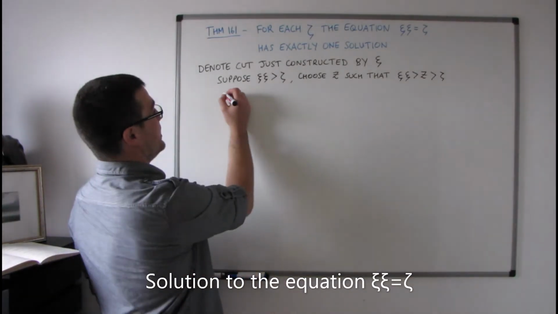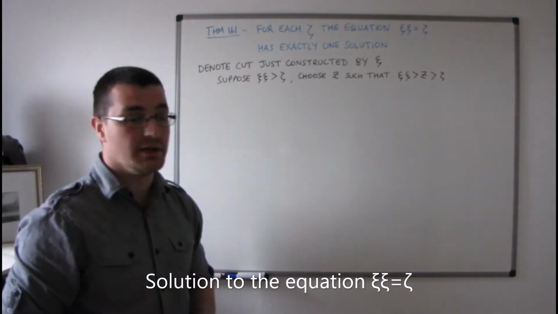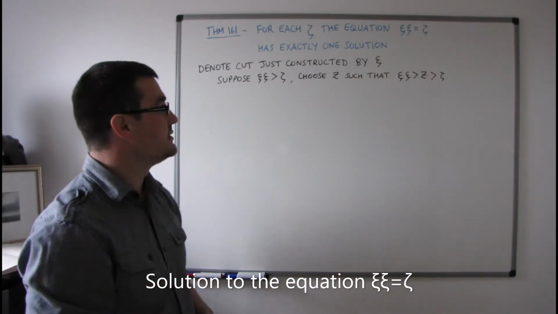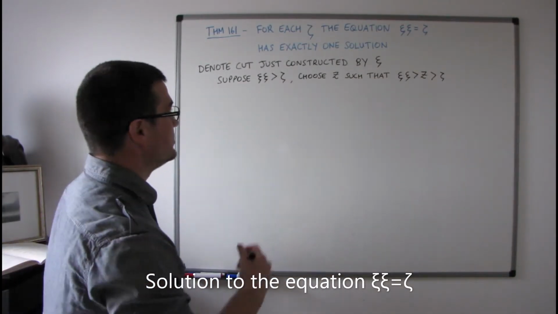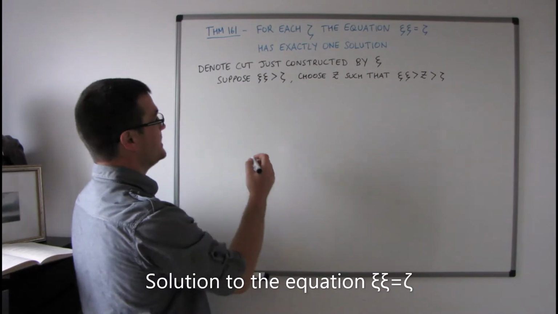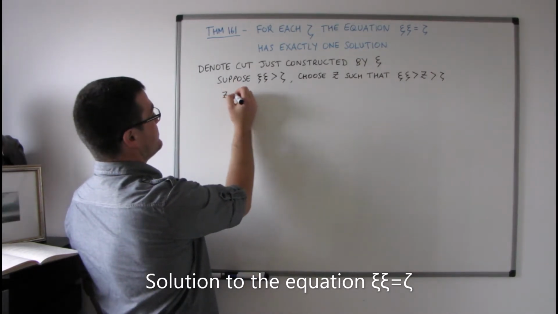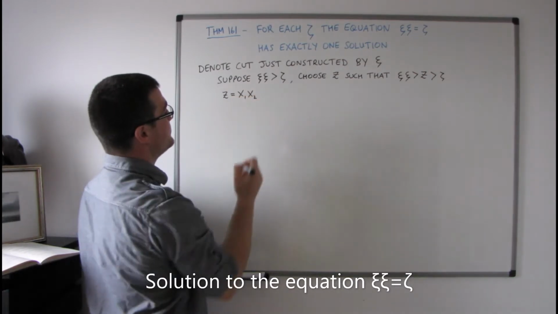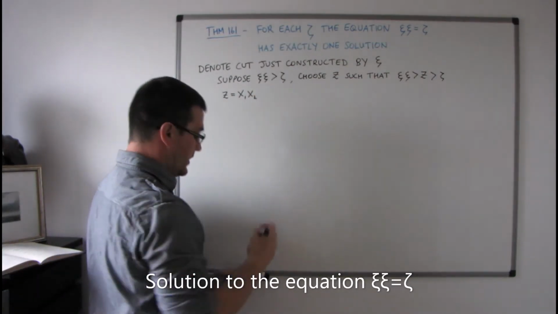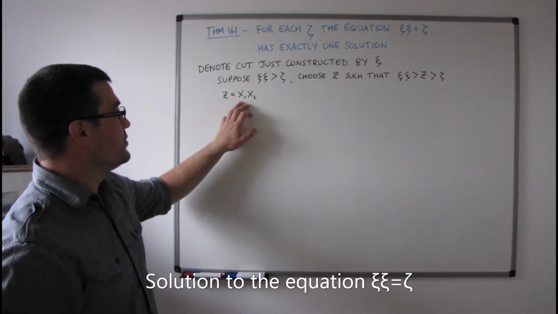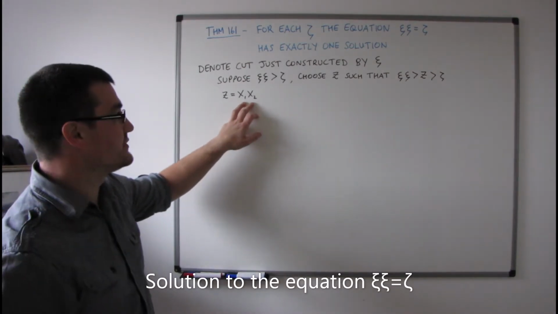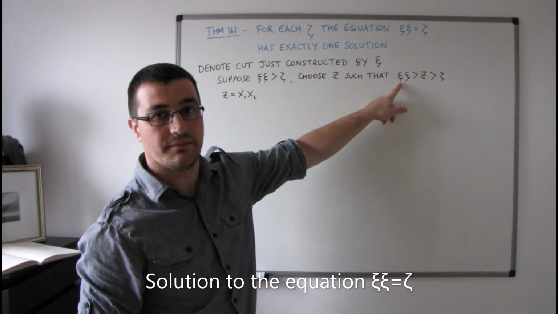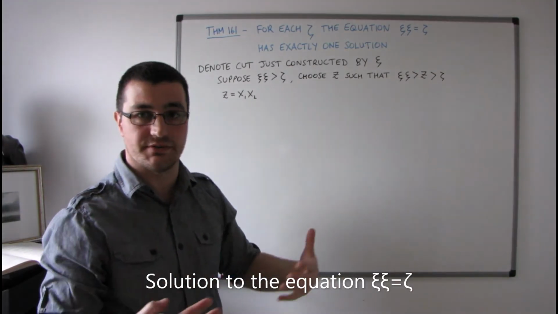So when I say z is a lower number, I mean z as a rational number in the old sense. Z is a lower number for xi times xi. So z will be equal to x1 x2, where x1 and x2 will themselves be lower numbers for xi. Okay, so remember what is meant by the product of two cuts.